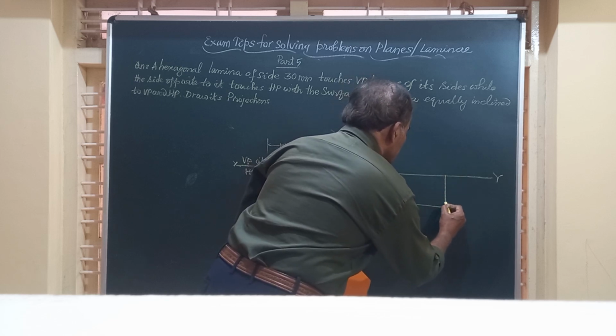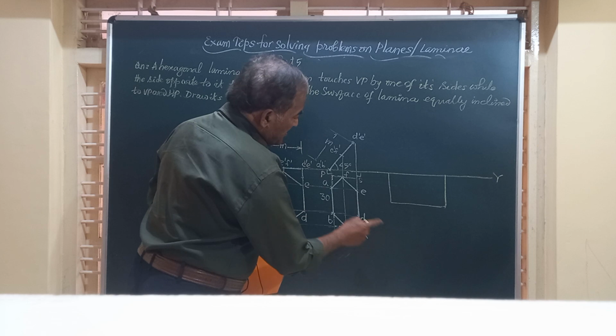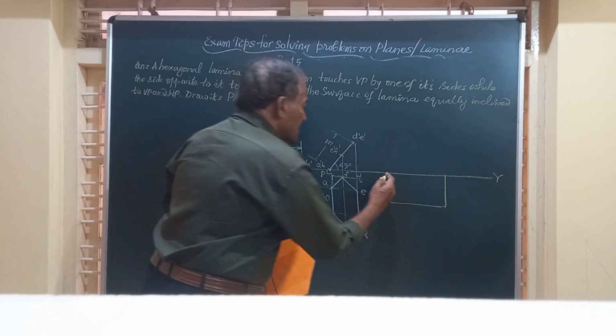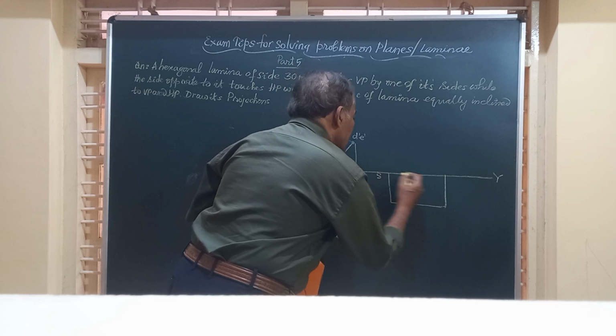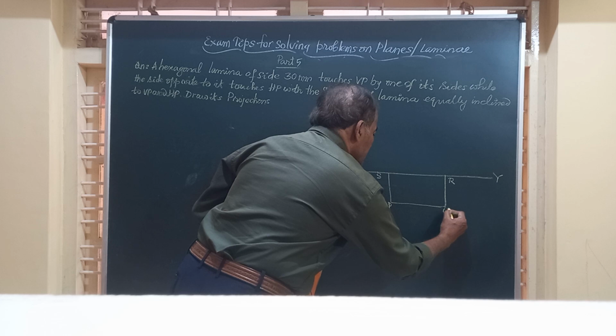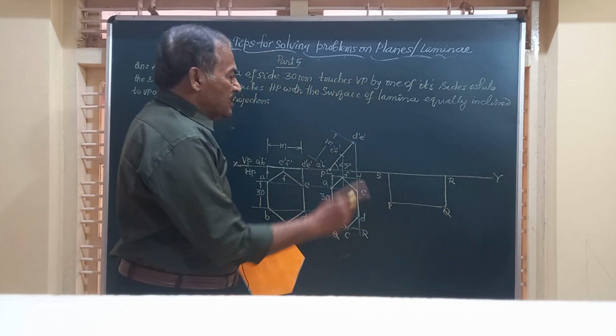This is the box, friends. This ED should be on this. So ED means SR, I should write here. This is S, this is R, this is P, and this is Q. You might ask me, why, sir, not the other way?